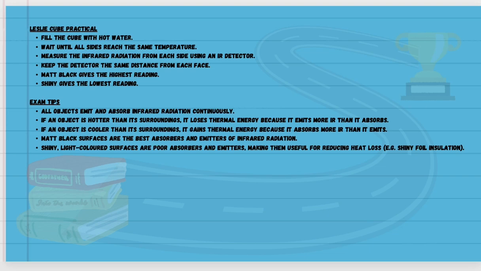Matte black surfaces are the best absorbers and emitters of infrared radiation. Shiny, light-colored surfaces are poor absorbers and poor emitters, making them useful for reducing heat loss. For example, shiny foil insulation.